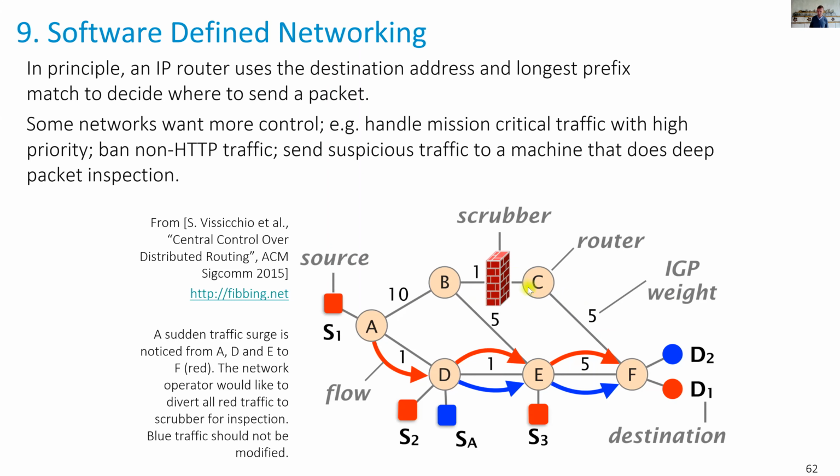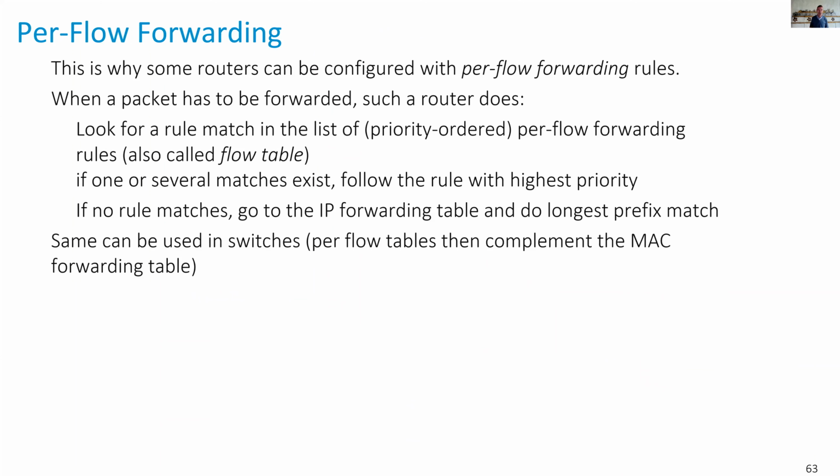How do we implement this? Well, a solution for that is to use what is called software-defined networking, which consists in implementing in routers exceptions, which are called per flow forwarding rules. Normally, a router performs longest prefix match based on the destination address, but you can add to a router more specific rules that would say when a packet has to be forwarded, you first look whether there is an exception rule that applies to this packet.